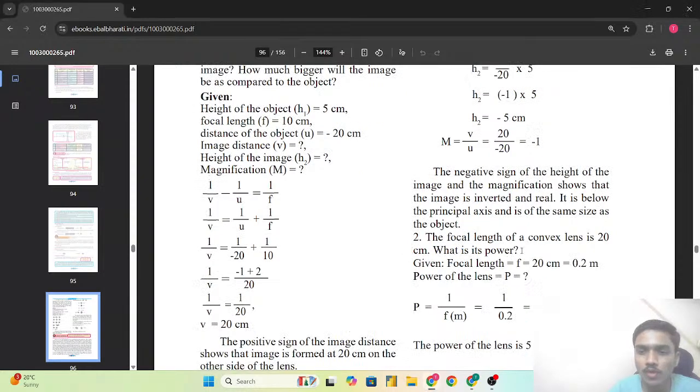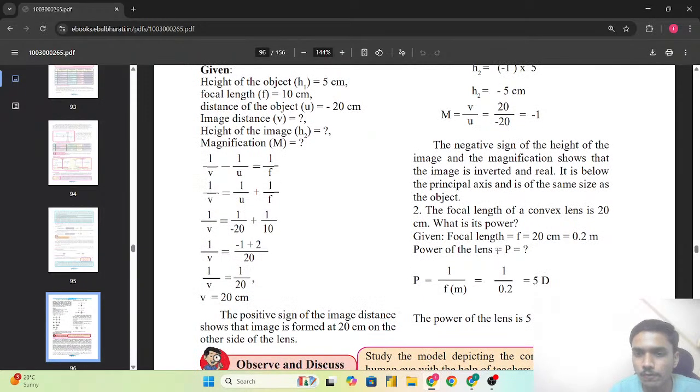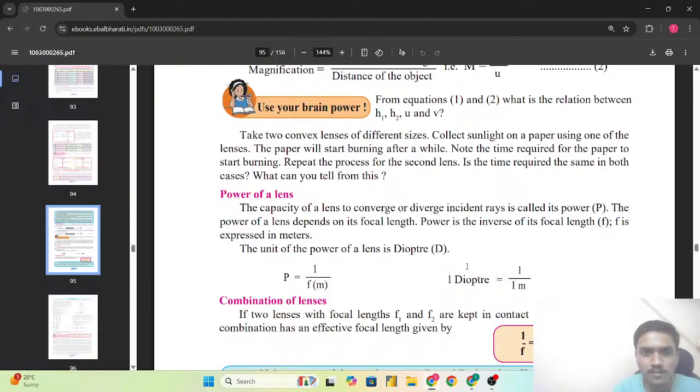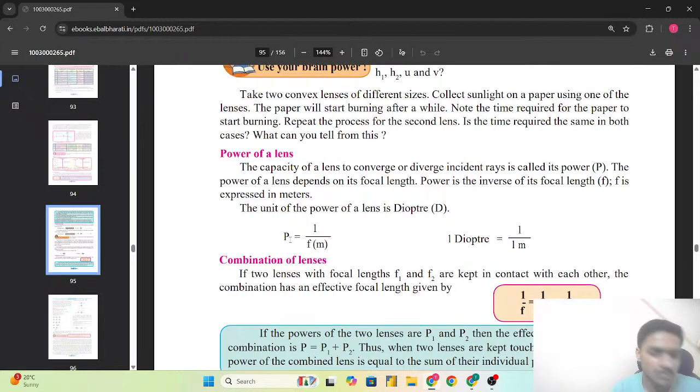So the focal length of the convex lens is 20 centimeter. What is its power? So as I have told above that the power of the lens question will be asked, that they will be given the focal length of the particular convex or concave lens and we have to calculate the power. So 20 centimeter. So as it is given, focal length should be in meter as the formula only states that the focal length should be in meter.